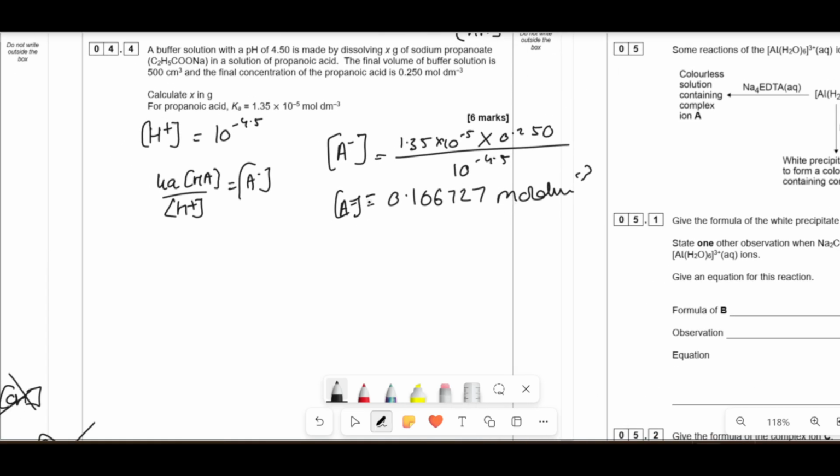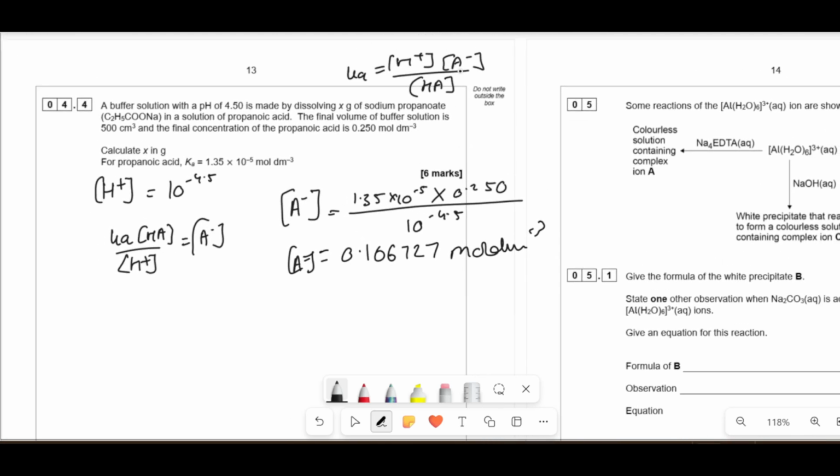Now, all of this A minus must have come from the salt that was added, because normally, when you've got a weak acid on its own, there's no A minus in the equilibrium because it's so far to the left. So that means that your concentration of the salt is also going to equal what we just worked out, the A minus. So we can now work out the moles of the salt and the A minus by looking at the concentration times its volume. So 0.106727 times the volume of this whole thing it's in.